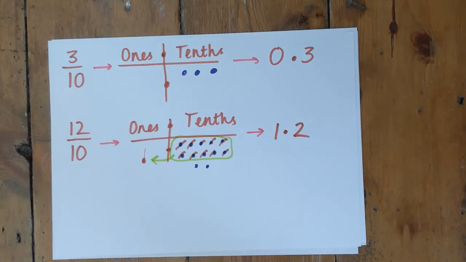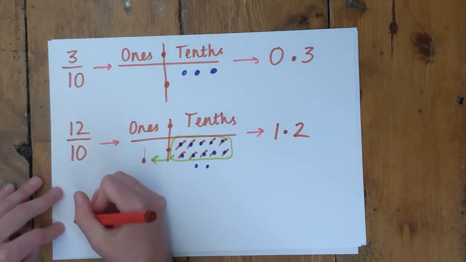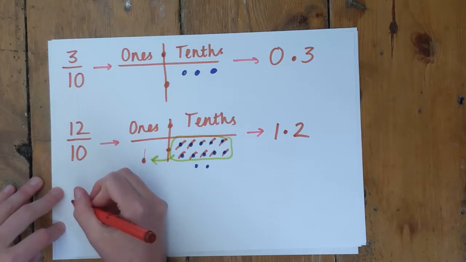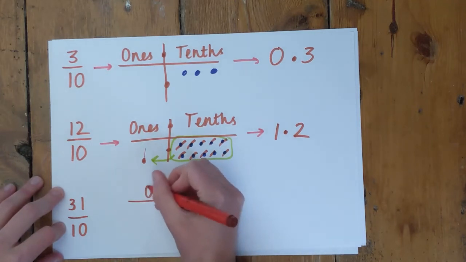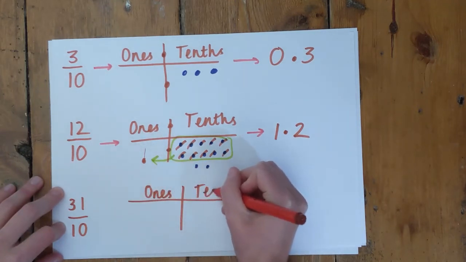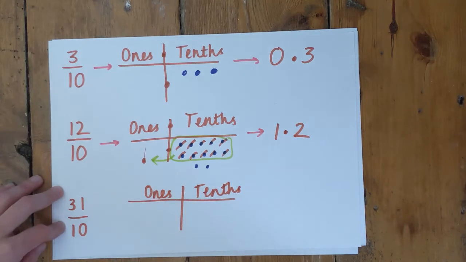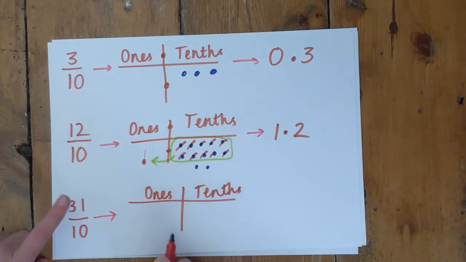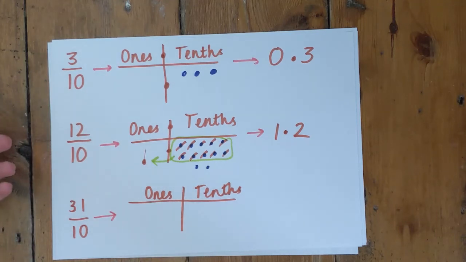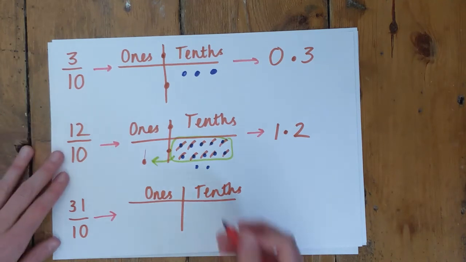Okay, let's try another one. This time I have got 31 tenths. First job is to put it on my place value grid, okay? And I've got 31 tenths. Now already you should start to think, oh well, that's going to be way too many. So make it easy for yourself and group them in tens as you're doing them.